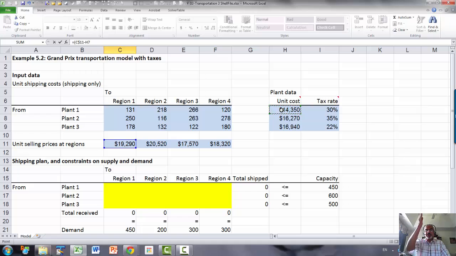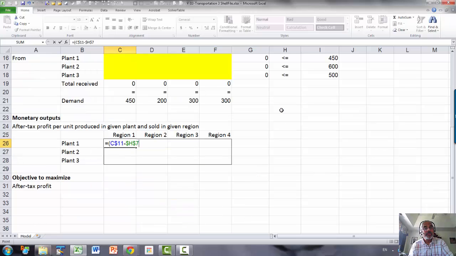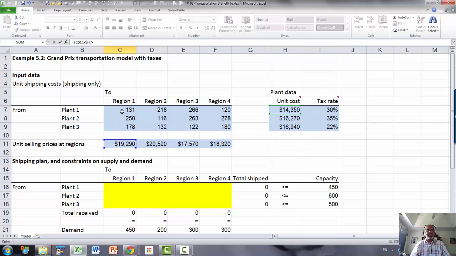Now cost of production, the column gets fixed, but the rows should change. So here it should be like that. Minus the transportation cost per unit. And that changes in column and in row, so you don't need to do any absolute reference there. So this is the per unit profit before tax.